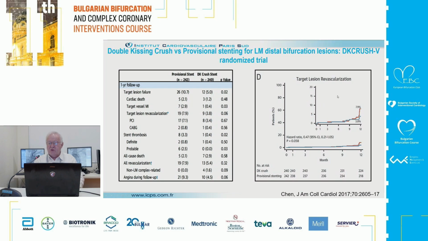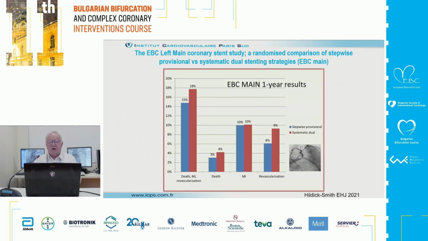When you look at the curve of target lesion revascularization, of course, this very curious end of the curves has been studied, and this is very clearly related to a systematic angio performed at the time of a clinical endpoint, which is not a good idea. On the contrary, we have EBC MAIN, performed in a completely different population, I have to say much more simple than the Chinese one, and you can see that there is a small trend for a better result at 1 year in the single stenting strategy.